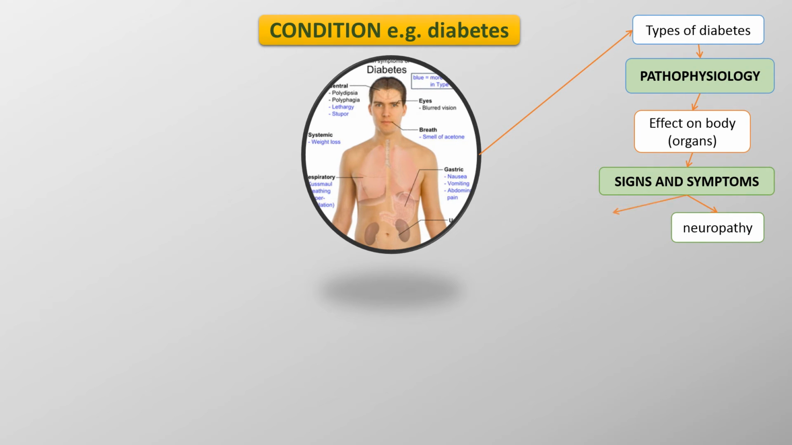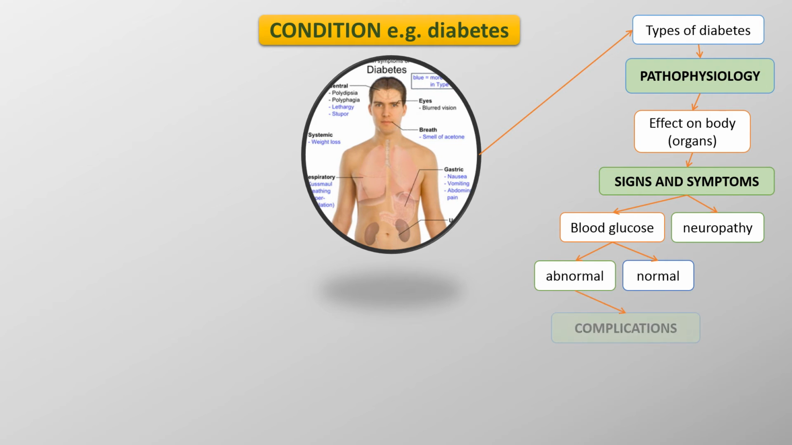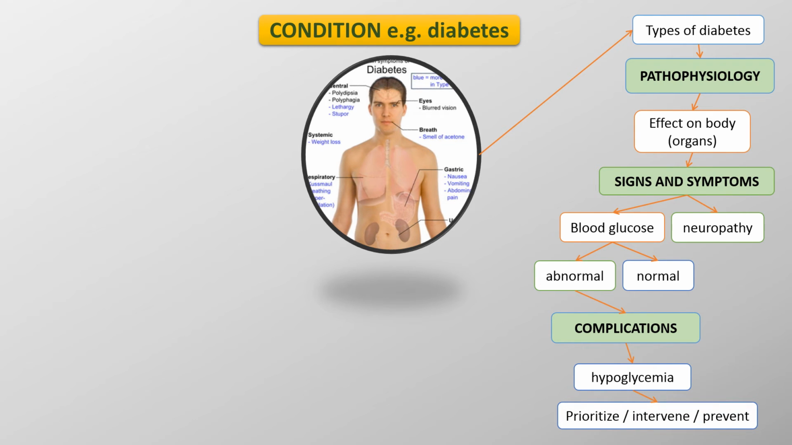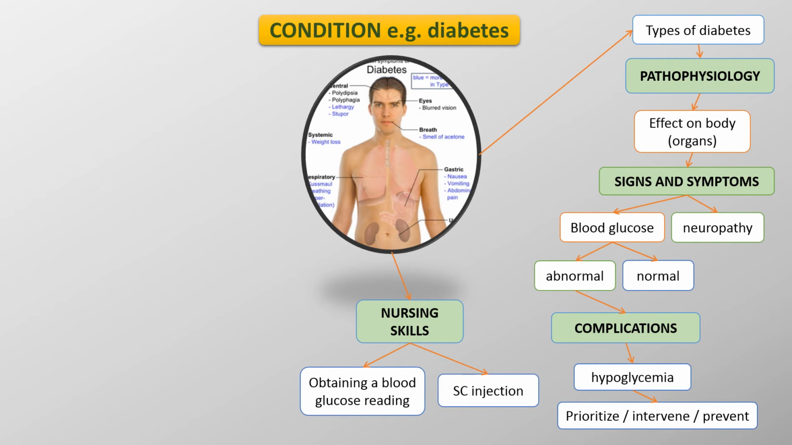For example, neuropathy or blood glucose. This could be normal or abnormal. What are the complications associated with this? And how would the nurse prioritize, intervene, and or prevent a complication? What are the nursing skills associated with care of this patient? For example, obtaining a blood glucose reading or subcutaneous insulin injections.